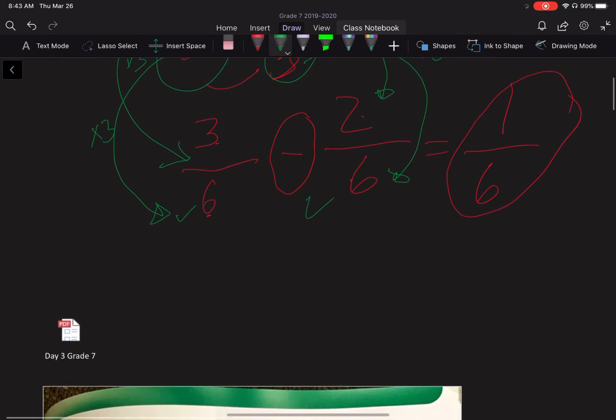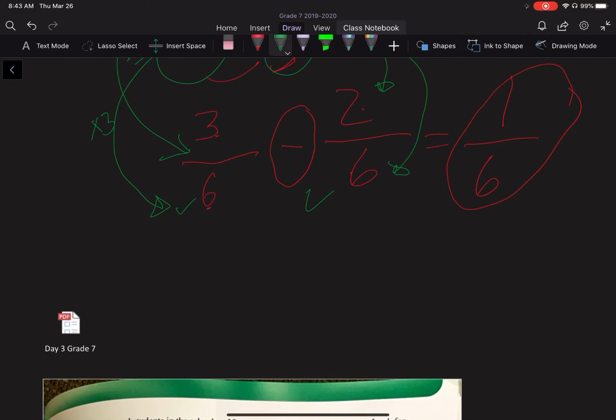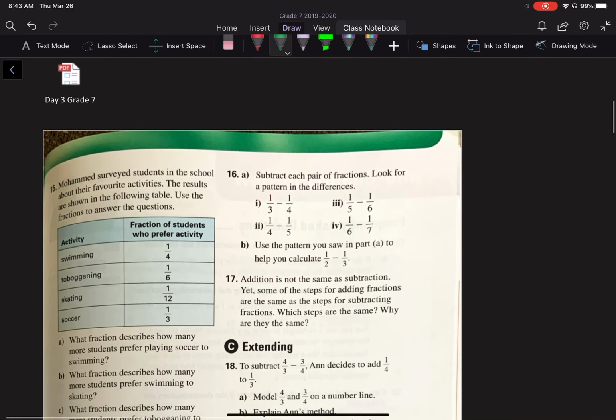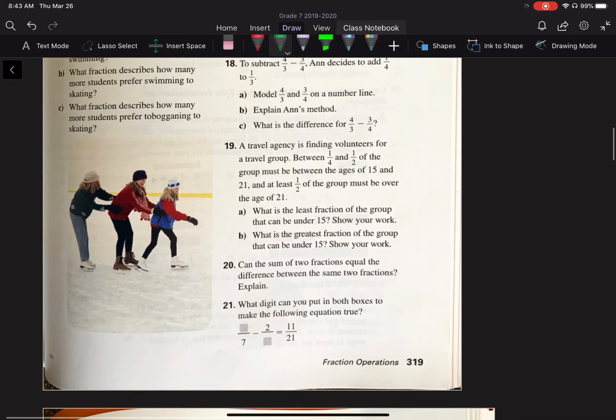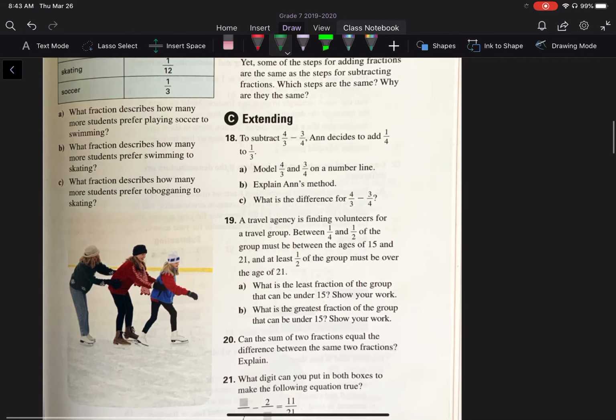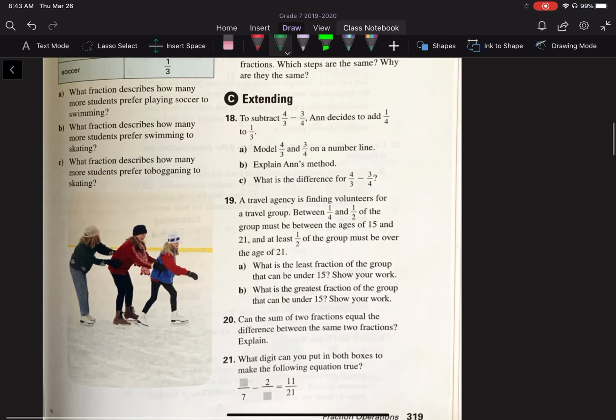3 minus 2 is 1. My denominator stays the same. So really, this was the work you got yesterday. Maybe the trickiest thing would have been a word problem, maybe like a travel agency.